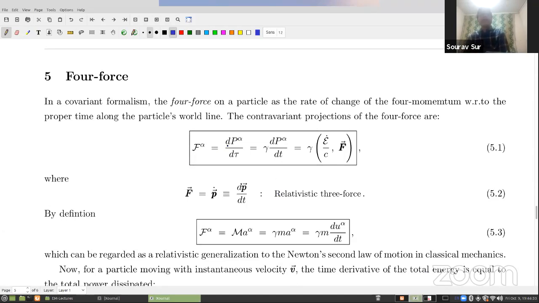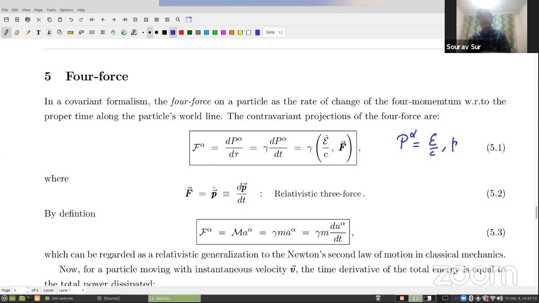4-force is by definition the rate of change of momentum. Force is by definition the rate of change of momentum, but here the rate is with respect to the proper time. So this is dp d tau, and d tau is dt over gamma. So this is gamma dp dt, and P alpha was written before.